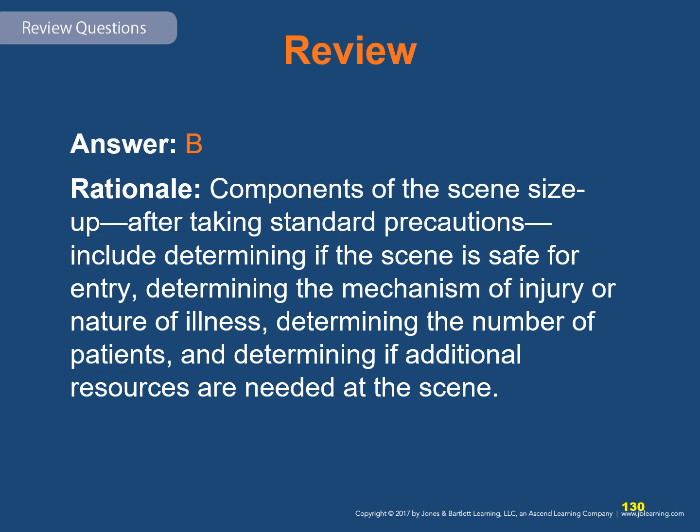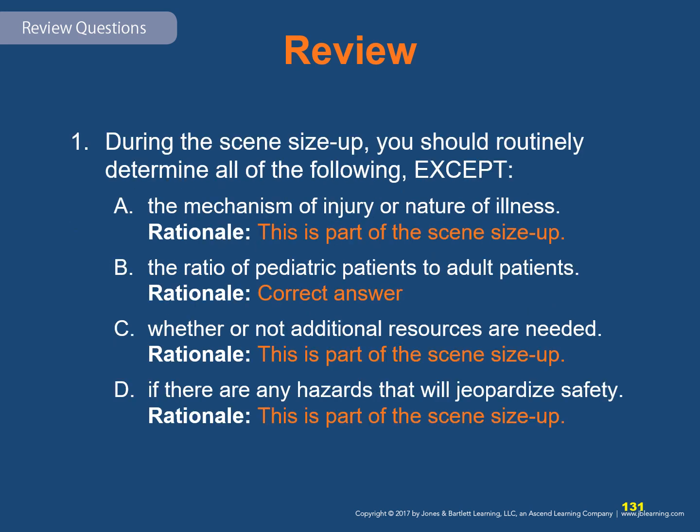The components of the scene size up, after taking standard precautions, include determining if the scene is safe for entry, determining the mechanism of injury or nature of illness, determining the number of patients, and determining if additional resources are needed at the scene. So let's look at the incorrect answers. The question was, during the scene size up, you should routinely determine all of the following except A, the mechanism of injury or nature of illness, but that is part of the scene size up. B, the ratio of pediatric patients to adult patients, that's the correct answer.